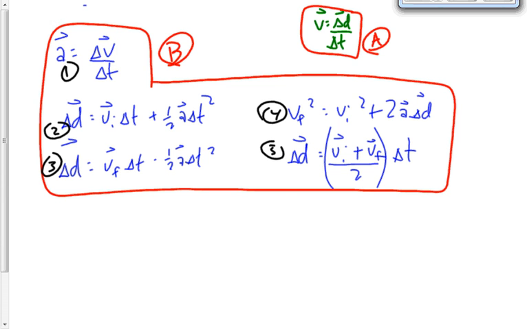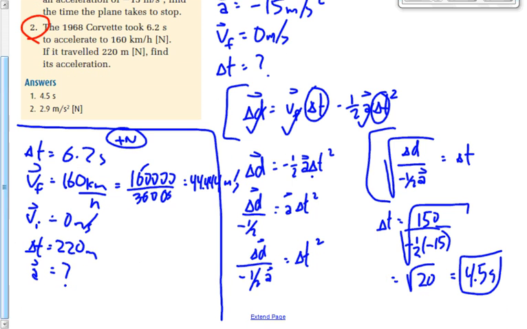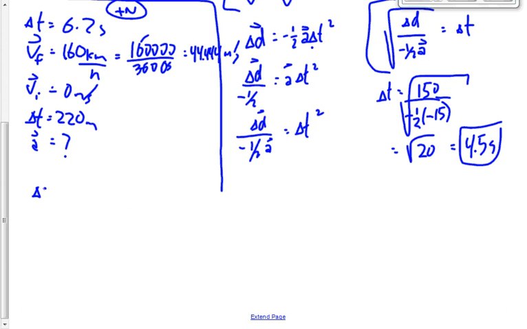D is equal to VFT minus 1/2 AT squared. I don't know if that's going to work. It's okay. We know it's a valid equation because it's a group B equation. If it doesn't work, then we'll try another one, right? It's worth trying. We want to find A here. Now, this is a bit tricky to rearrange because we can't get rid of the VF term. We want to solve for A.